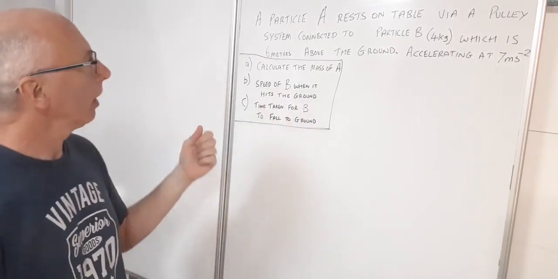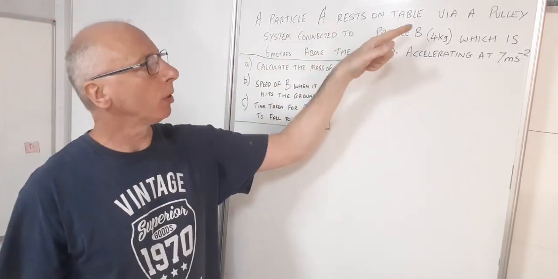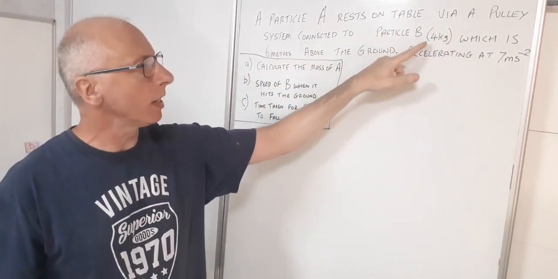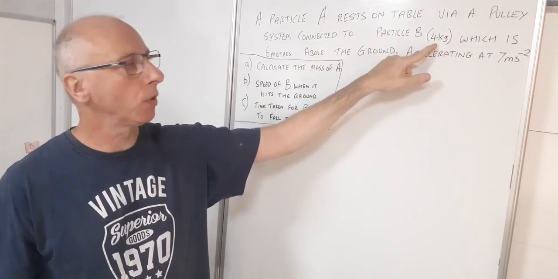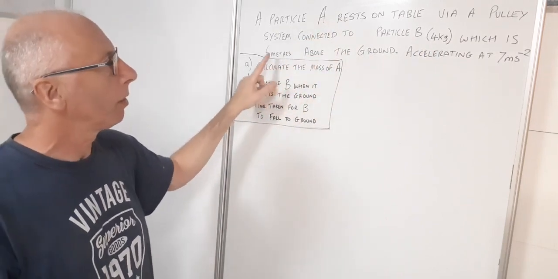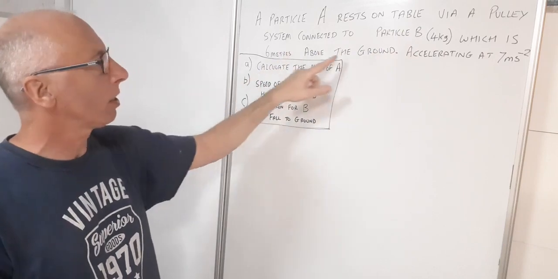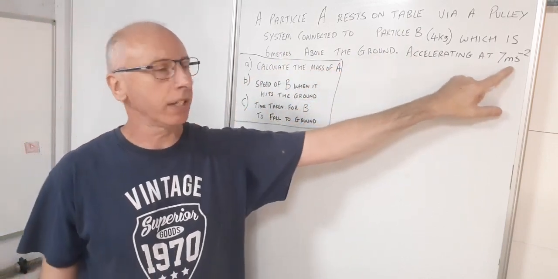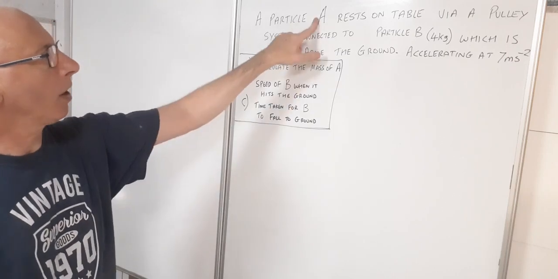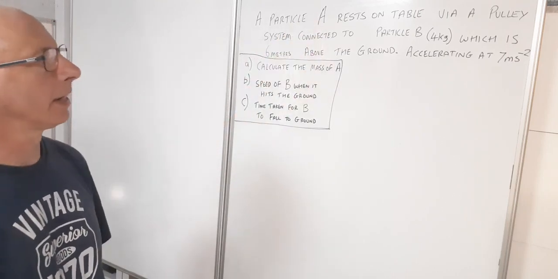Okay, so I've got a question here. Got particle A rested on a table via a pulley system, and it's connected to another particle B which weighs 4 kilograms, or mass of 4 kilograms. The mass of particle A we don't know. Now, particle B is 6 meters above the ground and accelerating at 7 meters per second squared. So we want to find the mass of particle A.